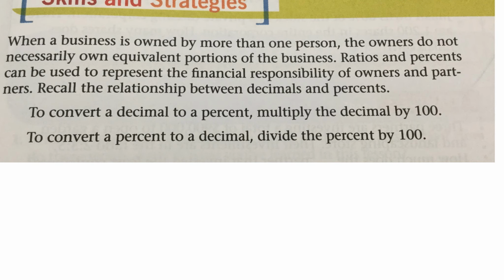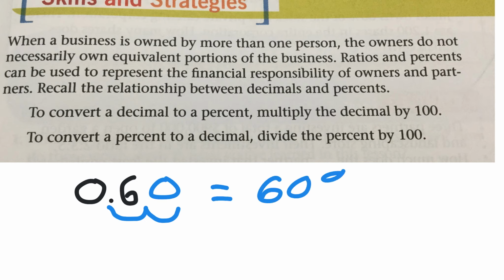So it says to convert a decimal to a percent, we want to multiply the decimal by 100. What you've probably more commonly seen, say I have a decimal number of 0.6, and I want to turn that into a percentage. Instead of multiplying by 100, you can move the decimal two places to the right. That does the same thing. So 0.6 is the same thing as 60%.